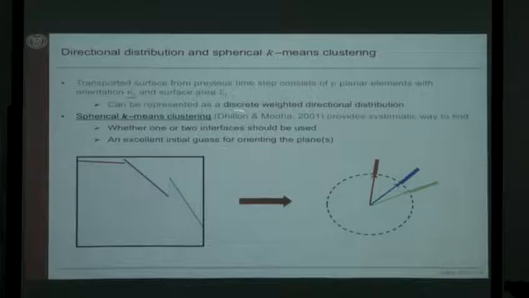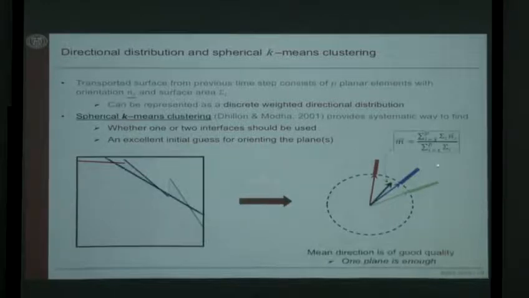Well, we've started thinking about this as a discrete weighted directional distribution. That means we're thinking about it as something living on a unit sphere in 3D, so essentially just orientation vectors, to which a weight is assigned that corresponds to the surface area. So if at the end of the transport step this is your directional distribution, now you can think about, is the mean direction given by this information useful to me?